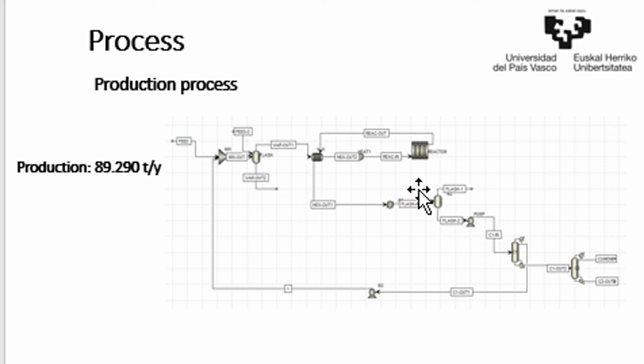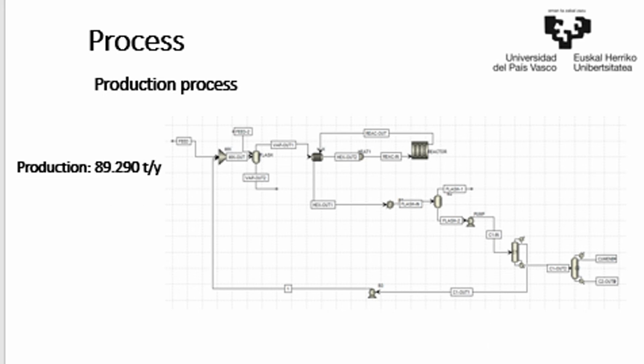And this cumene finally goes to a distillation process with a few distillation towers, aiming to increase its purity. Also, we can see we have here a recirculation of benzene, trying to recycle it and reduce the amount that is used in this process. The amount of cumene that this process can achieve after calculating with Aspen is 89,300 tons per year.